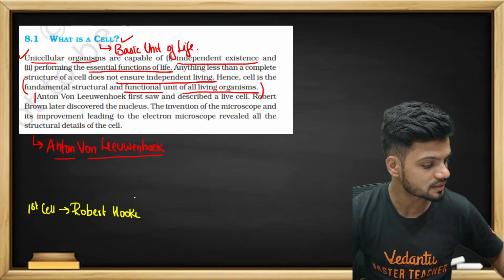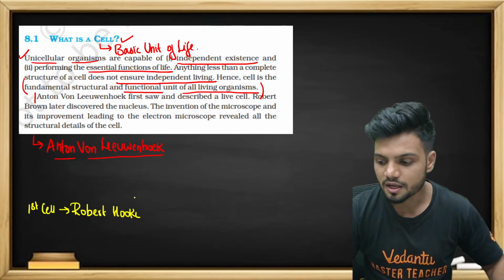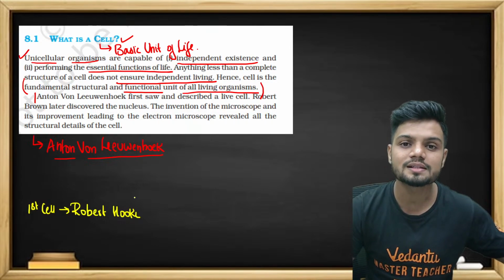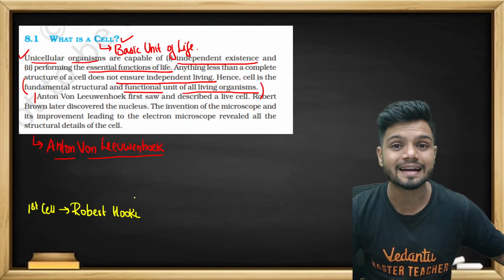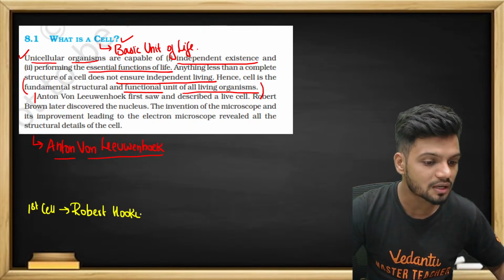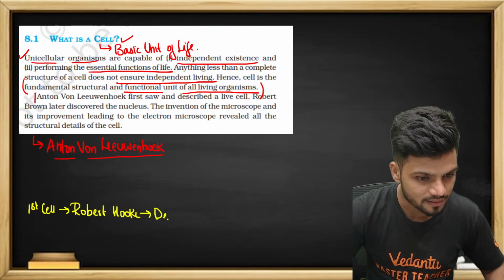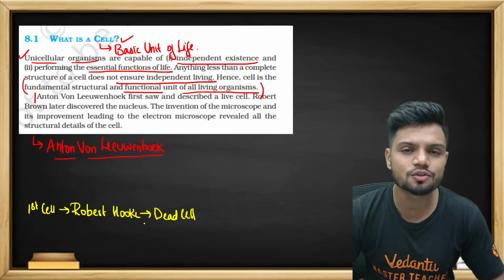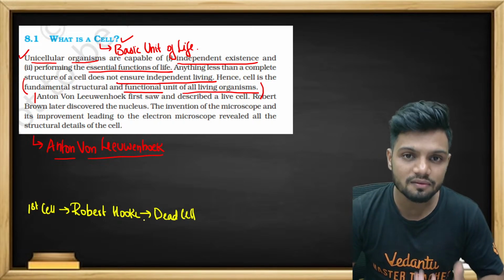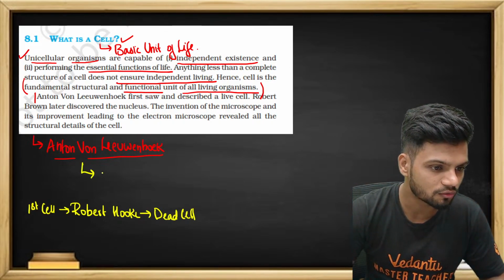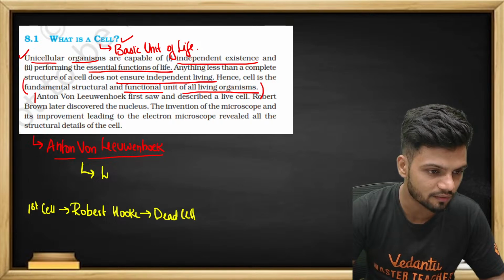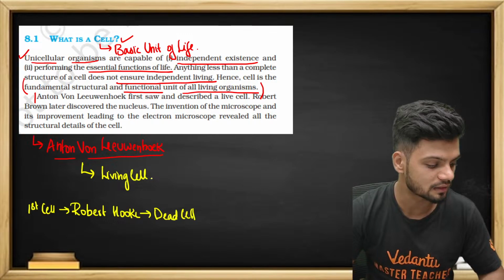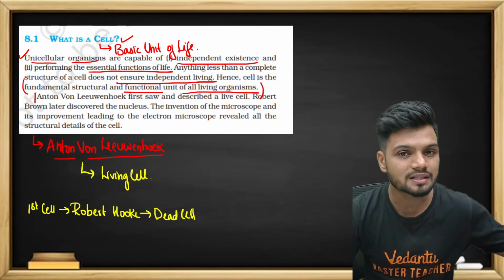So you obviously tell me, sir, we have learnt in previous classes, Robert Hooke discovered a cell, but it was a cork cell, right? And the cork cells are dead cells. So you will tell me, sir, Robert Hooke discovered a cell, but it was a dead cell. Then tell me, who was the scientist who first observed the living cell? The first living cell was observed by Anton von Leeuwenhoek. That is a living cell. Please know the difference between the two discoveries. One discovered the living cell, one discovered a dead cell.